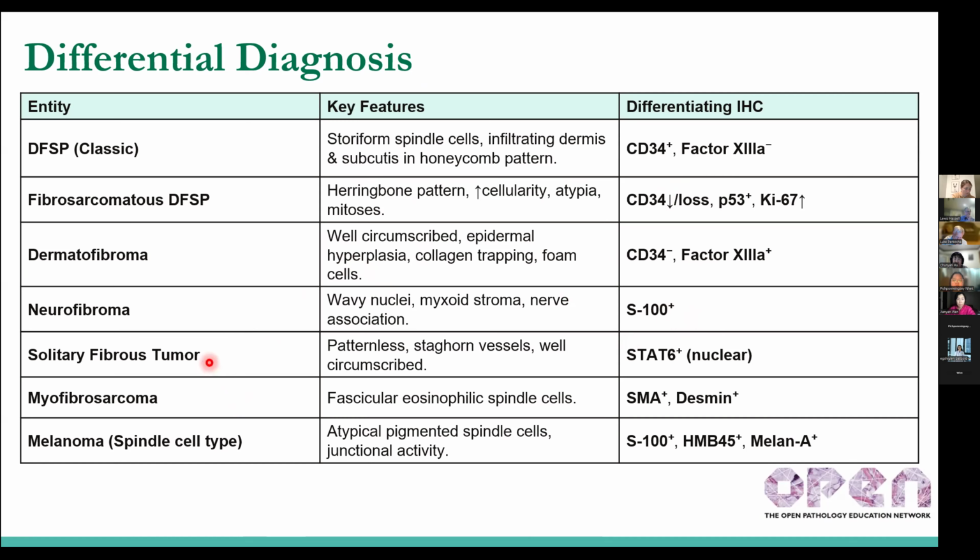Solitary fibrous tumor gives a patternless pattern with staghorn vessels and is well circumscribed, and we know that it's positive for STAT6 if we want to differentiate. Myofibrosarcoma gives more of a fascicular eosinophilic spindle cell morphology. It's positive for SMA and desmin if we want to differentiate. And finally, melanoma, the spindle cell type, contains atypical pigmented spindle cells and junctional activity, and it is positive for S100, HMB45, and Melan-A.